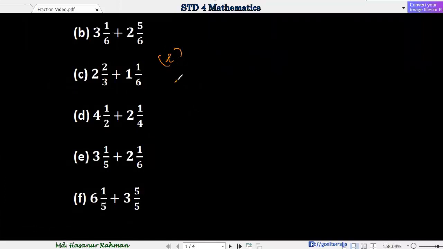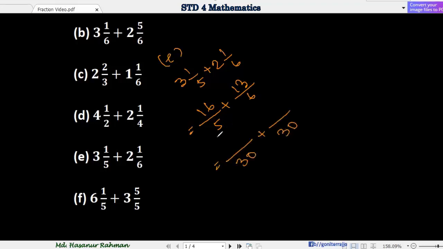Number E says 3 whole 1 by 5 plus 2 whole 1 by 6. At first we have to convert this mixed into improper. 5 threes are 15 plus 1, that is 16, plus 6 twos are 12 plus 1, that is 13. Now we have to find out the LCM of 5 and 6, that is 30.